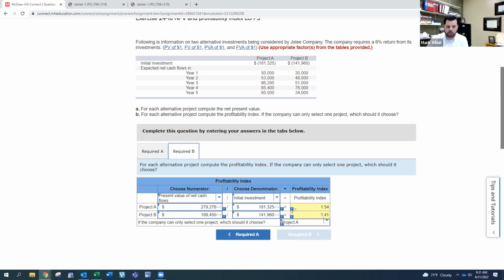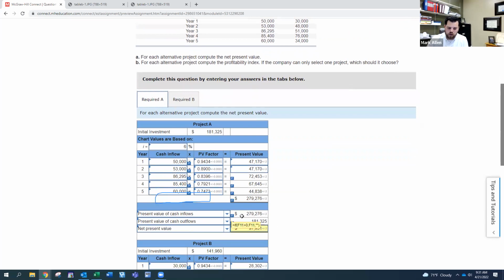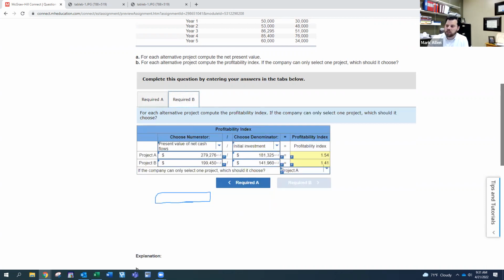Now, I do want to point out something. Notice this is the net cash flows. And notice where this 279 is coming from. It's right here. It's the part before you subtract out the present value of the outflow. The reason that's so important is if your profitability index, let me erase this box, it's kind of in the way now.